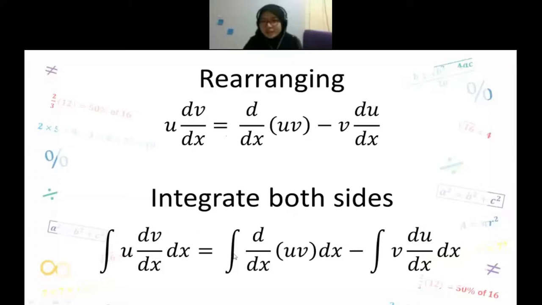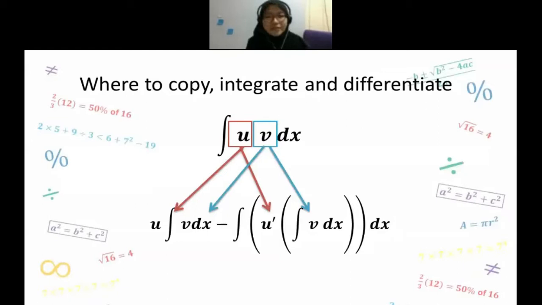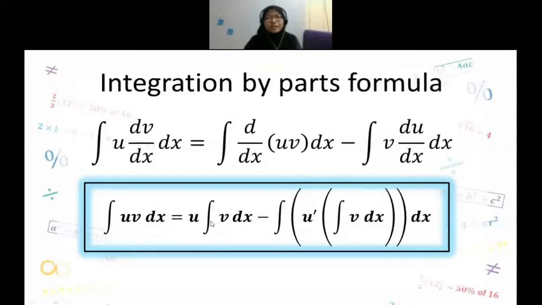In the below part of this slide, we will learn how to make the integration formula. So first, the u function we will copy into the first u, and second we will differentiate. Next, the blue function v, we will integrate both here and here, so we will get like this. So integration by parts, this is the first formula.